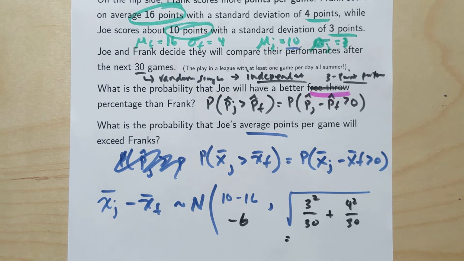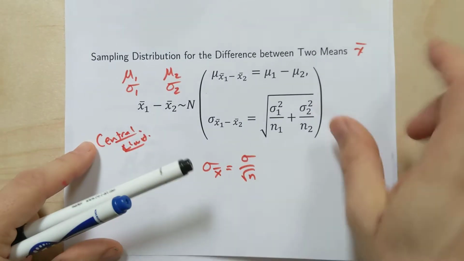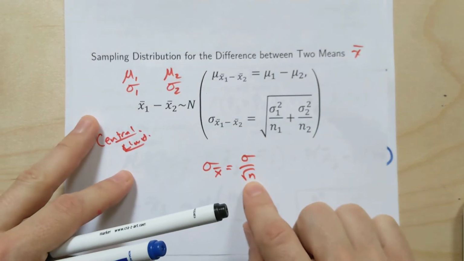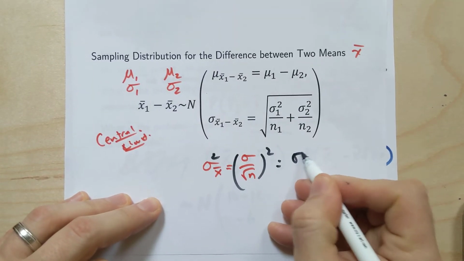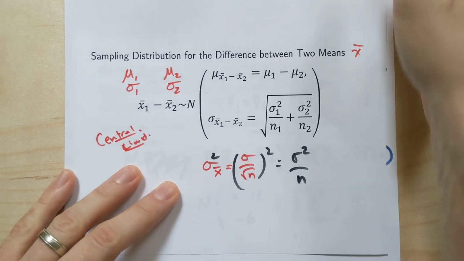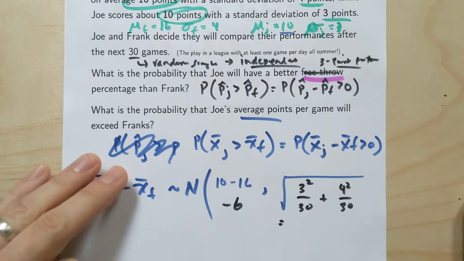Let me get my calculator. Why is that the case? Well, just like we saw, you're summing the two separate variances. Remember this formula? When you square it, you get sigma squared over n, and that's essentially what goes on inside each of these guys here, and that's where we got this formula from.